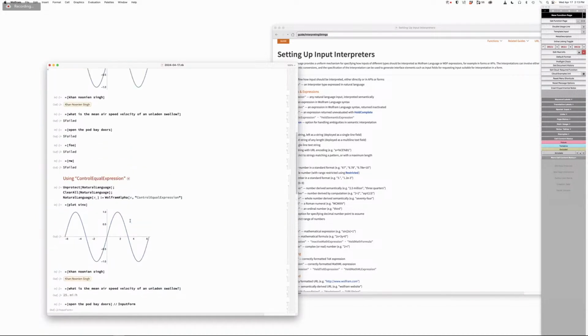To me, this was originally intended as a textual version of control equals. Whatever control equals would do is what I think this should do in a first approximation. That's my initial position. You see what I'm saying? So which of these would that be? Well, that's the one that's control equal expression right there.